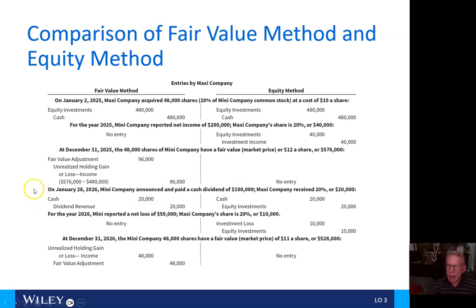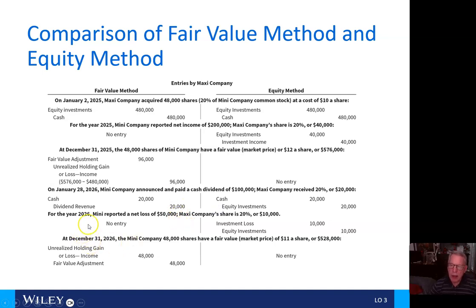Now, on January 28th, 2026, Mini Company announces and pays a cash dividend of $100,000, and Maxi Company receives 20% of that, or $20,000. Under the fair value method, we debit cash and credit dividend revenue for $20,000. But under the equity method, we debit cash, but the credit is to equity investments.